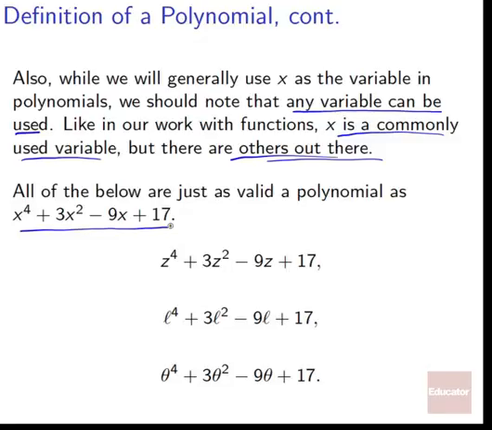We could have z to the 4th plus 3z squared minus 9z plus 17, representing the same thing, but now we've got a different variable being the placeholder. Or we could have l to the 4th and more things, or theta to the 4th, right? Any symbol can be our placeholder. We just want something that's being that placeholder and being raised to an exponent.